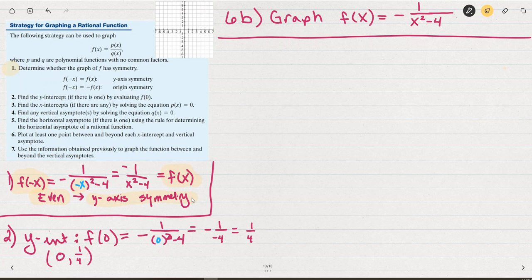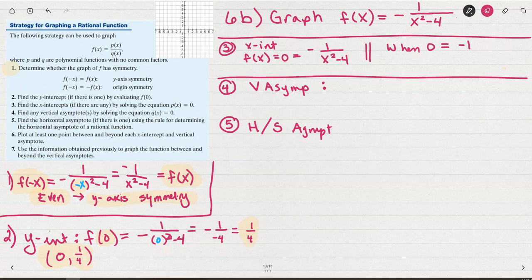Next up, we can find the y-intercept. The y-intercept is found by letting x equal 0. And when x equals 0, we have the opposite of 1 over 0 squared minus 4. So that's the opposite of 1 over negative 4, which is 1/4. So we have this y-intercept (0, 1/4).